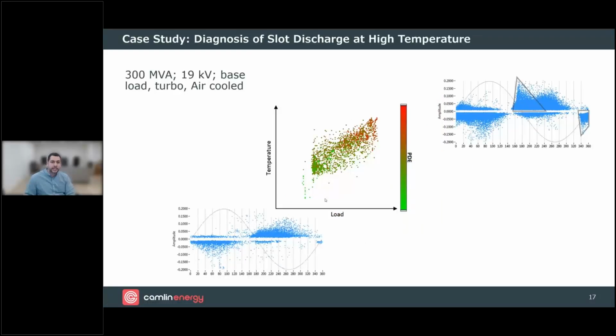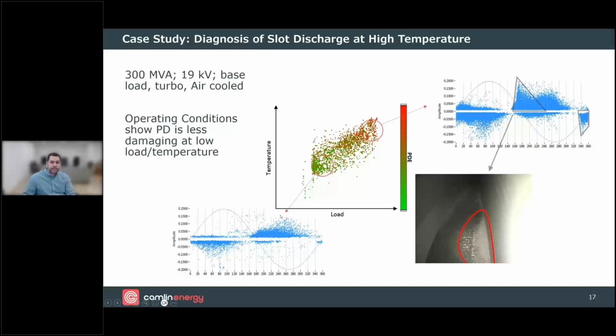Here's an example of discharges from a 300 MVA 19 kV unit. And you look at the assessment here, we see in the lower loading regions, we have only void discharges, and these are lower discharge intensities. Notice the color green. But up at the higher load regions and higher temperatures, particularly above this threshold in temperature, we can see another pattern in the PRPD reveals itself. And this pattern is indicative of slot discharges.